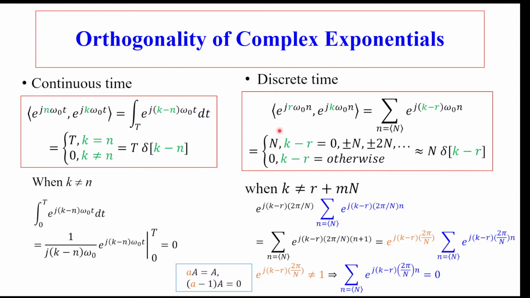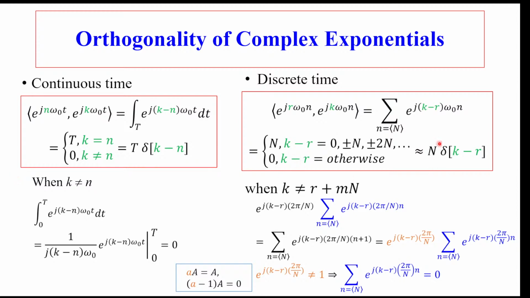And you see that, here we are being a bit different than continuous time, because k minus r equal to a multiple of big N still gives you this non-zero value. This reflects that the harmonics for the discrete case are periodic with period big N. So if you change k to k plus big N, you should get the same number here.